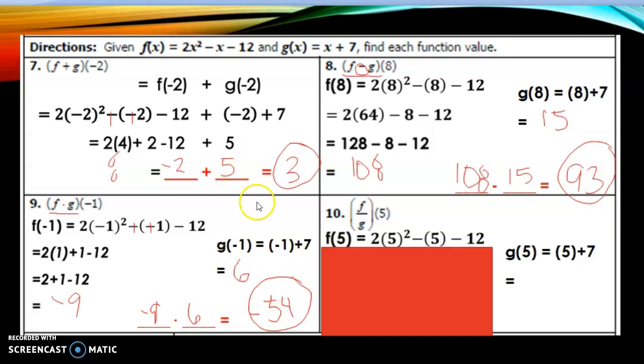Again, I think the separation's easier. Then we're just looking at two separate equations, nice and clean. Works the same with division. Number 10, f of 5 divided by g of 5. That's what this is saying.